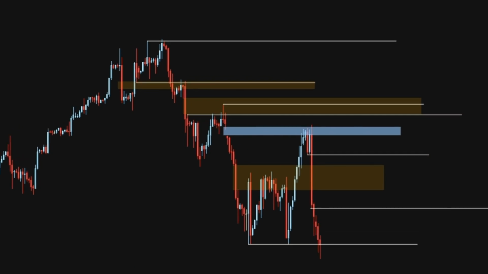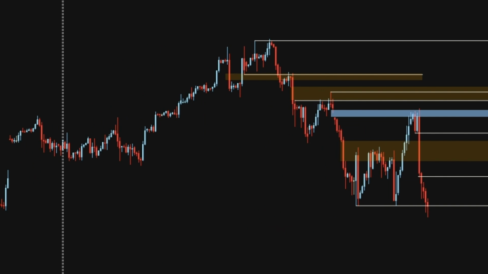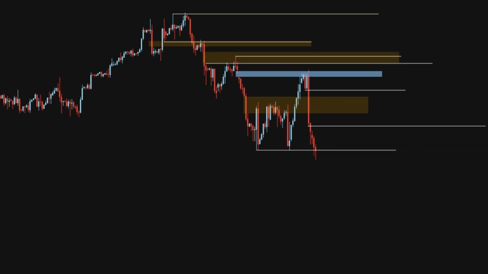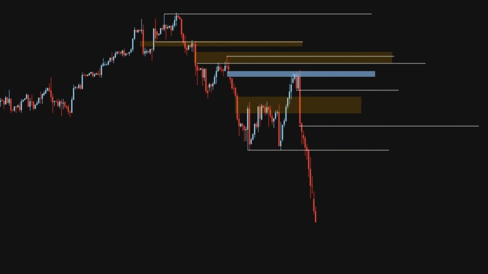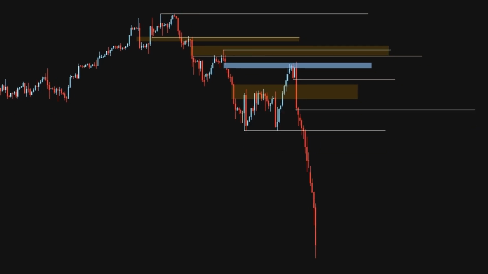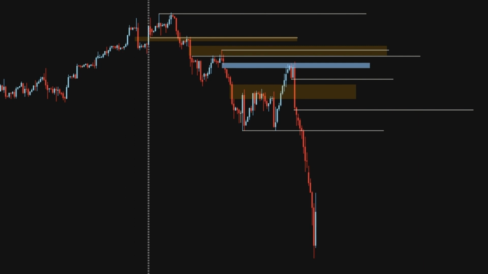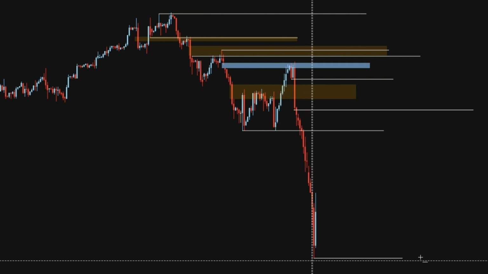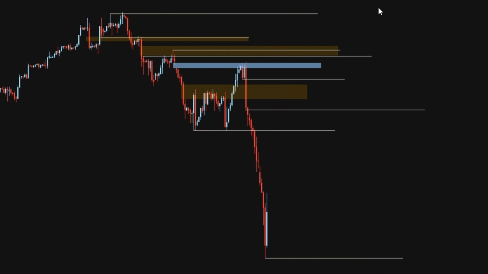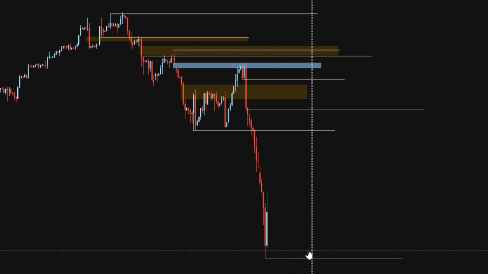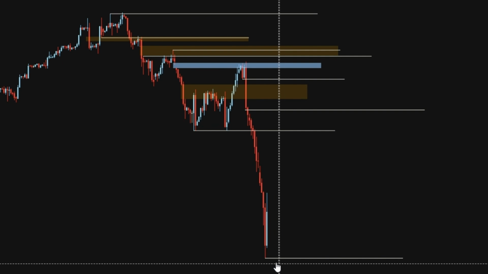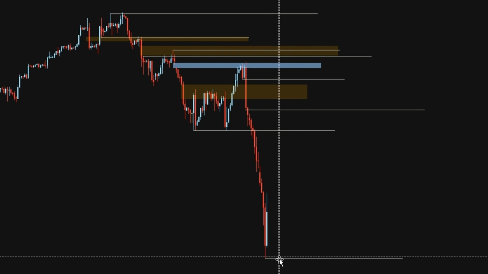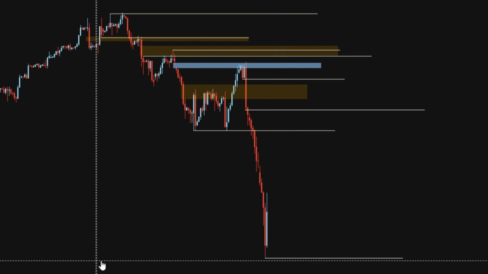Yeah, it took out. So it should displace below it if it wants to go down. Yeah, so we are now displacing below that structure. See? So have this low. So if we are still bearish, we want to see a close below this candle and then a follow through.